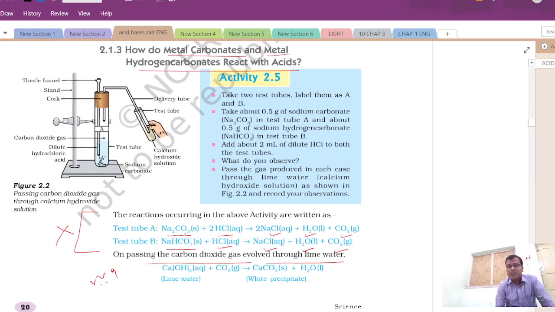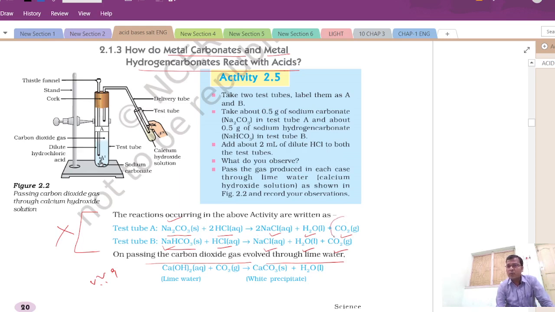So whenever there is a metal carbonate or metal hydrogen carbonate, why are these called metal carbonate and metal hydrogen carbonate? Because one of the elements is a metal, such as sodium. You will study in your next chapter about metals and non-metals. This is sodium hydrogen carbonate, called a metal carbonate because one of the elements of this compound is a metal, which is sodium. Then these are the equations: salt, water and carbon dioxide are formed.